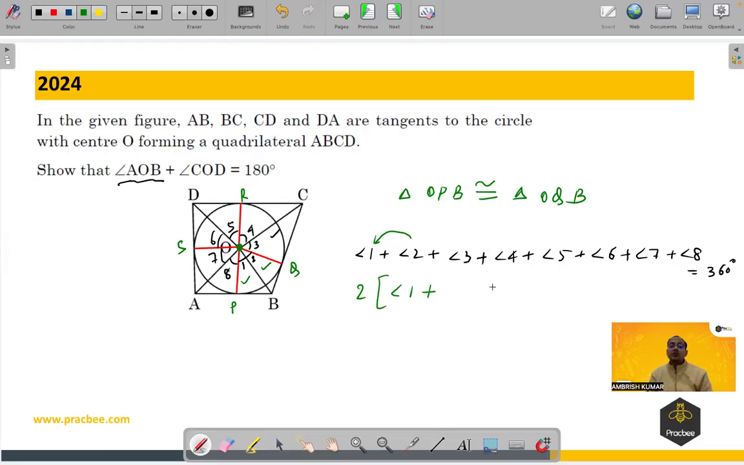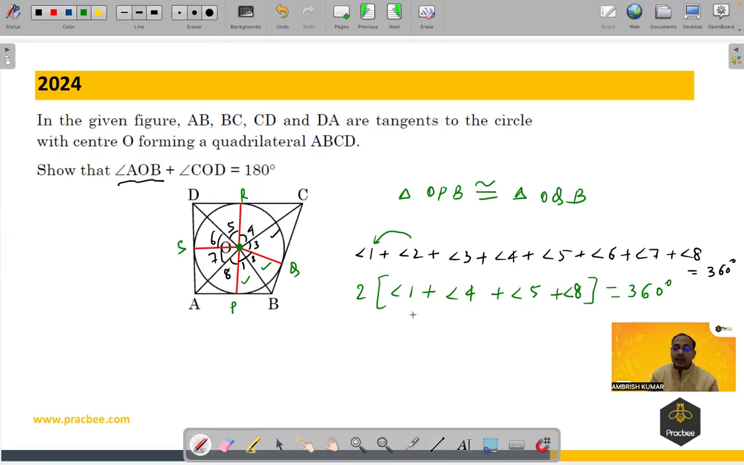Similarly, angles 3 and 4 are equal, so angle 3 can be written as angle 4, so 2 times angle 4. Similarly, 5 and 6 are equal, so 2 times angle 5. And similarly, 7 and 8 are equal, so 2 times angle 8 equals 360.